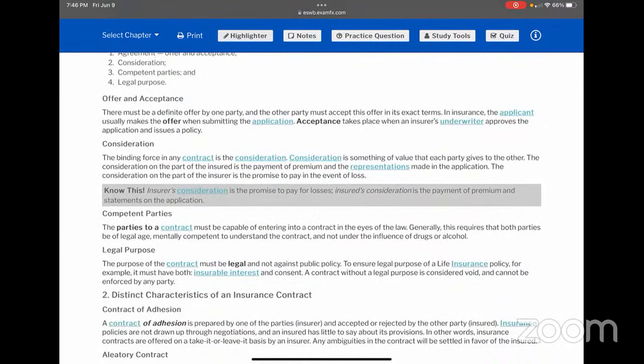There must be offer and acceptance. There must be a definite offer by one party, and the other party must accept this offer in its exact terms. In insurance, the applicant usually makes the offer when submitting the application. Acceptance takes place when an insurer's underwriter approves the application and issues a policy. So the applicant makes the offer, saying, "Hey, will you accept me?" And then the company has the underwriter, and the underwriter is going to approve or decline the application.